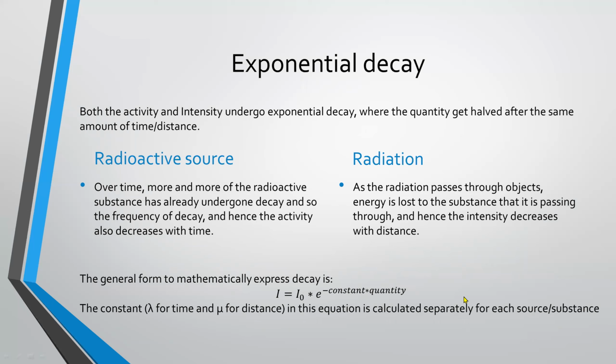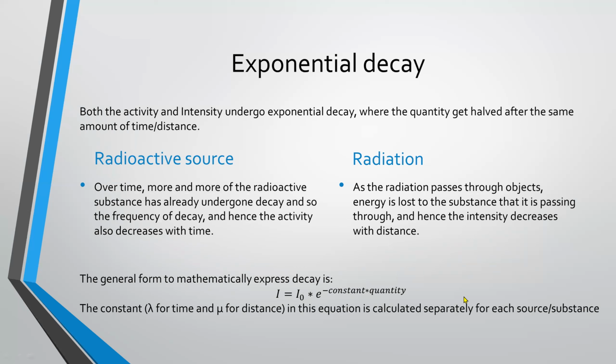Exponential decay. Both the activity and intensity follow exponential decay, where the quantity gets halved after the same amount of time or distance. If you know the exponential graph, you would know that it follows a parabola or hyperbola depending on where it is starting. If it is starting from the top, you would see a parabola, and from the bottom it would be a hyperbola.